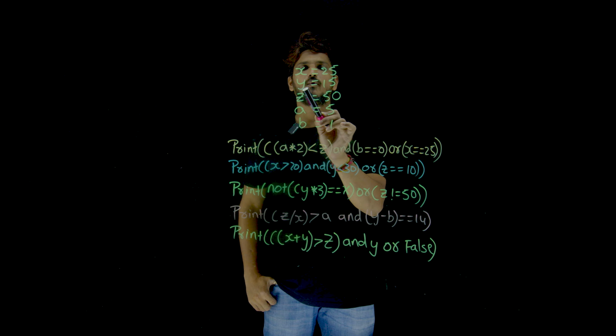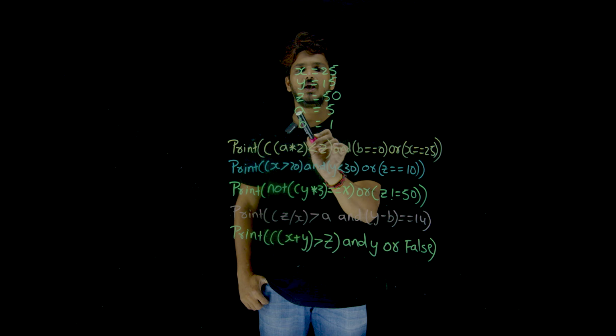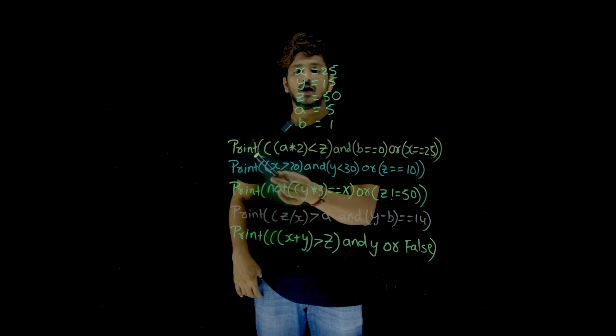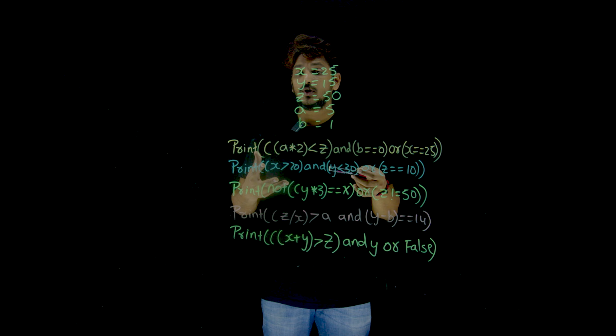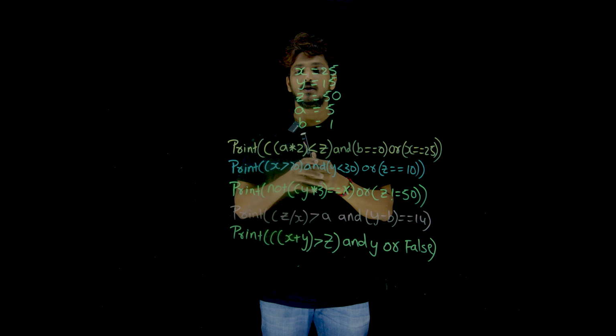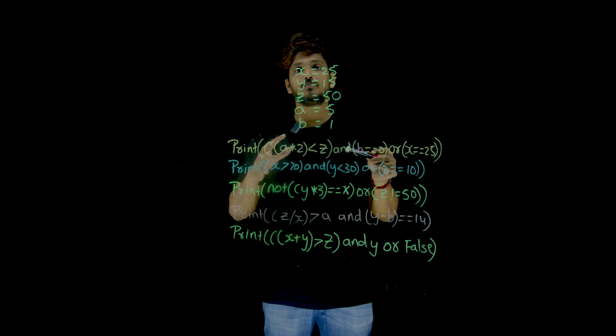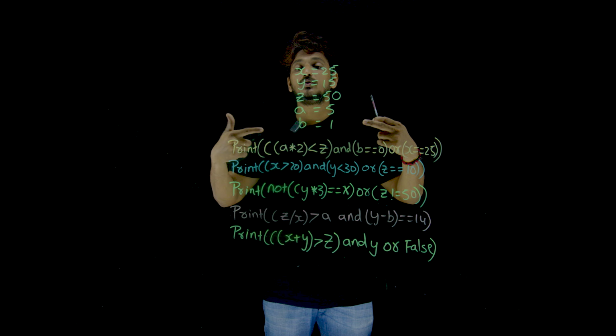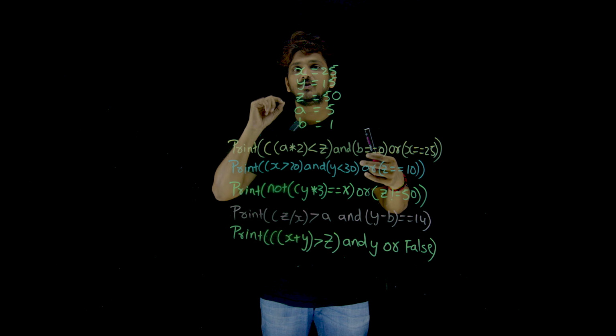X equal to 25, Y equal to 15, Z equal to 50, A equal to 5, B equal to 1. Then print. As of now, we don't know how to use brackets, but these examples are completely based on brackets. Brackets have been provided. Analyze how these are executed.